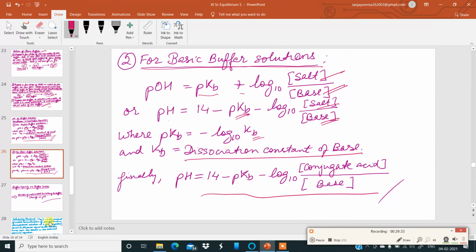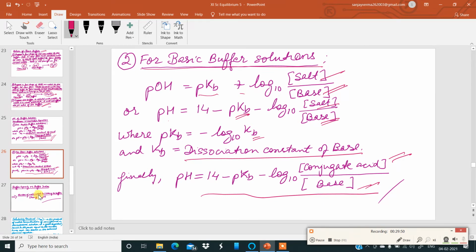This formula is written in a better form over here. pH is equal to 14 minus pKb minus log to the base 10 of the concentration of the conjugate acid divided by the concentration of the base. So these are the two important formulas to calculate the pH and pOH of an acidic buffer and a basic buffer.